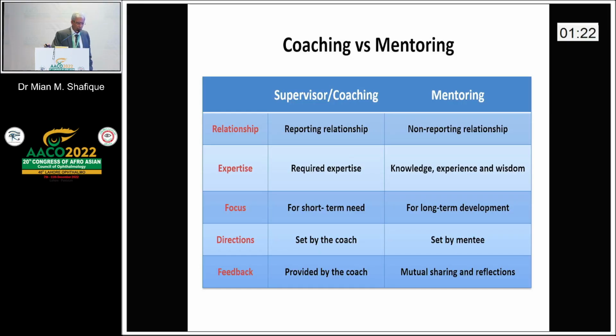Coaching has a reporting relationship, while there is no reporting relationship in mentoring. No expertise is required to mentor, but there has to be experience and a wise person. The focus in coaching is short term, while mentoring is long term development. In mentoring, direction is set by the mentee, while in coaching it is set by the coach. Feedback has to be provided at all times by the coach, but in the mentor-mentee relationship it is a mutual discussion and sharing of reflections.